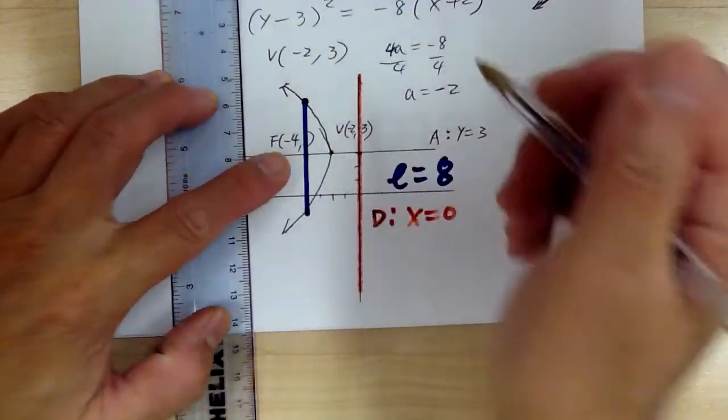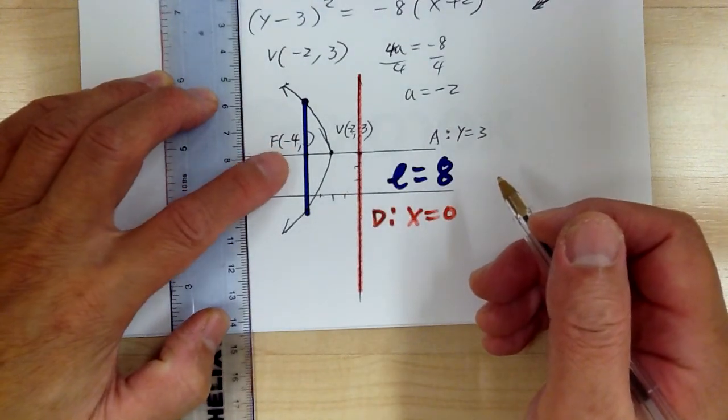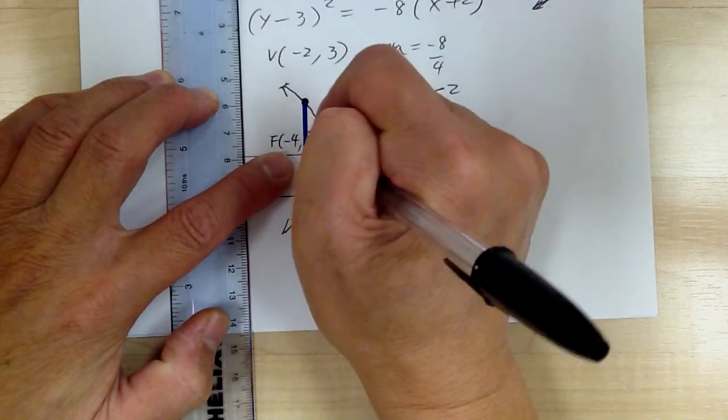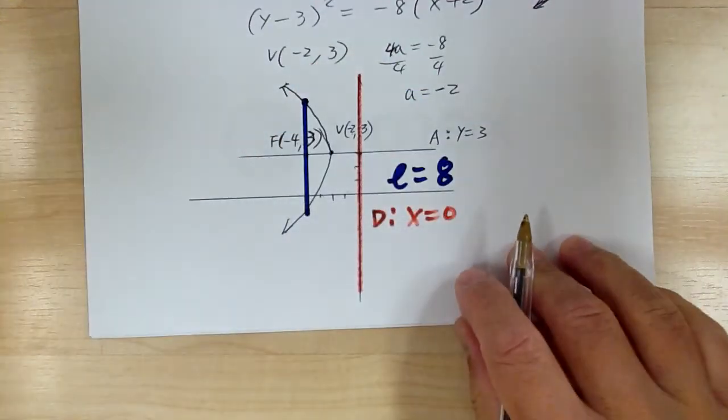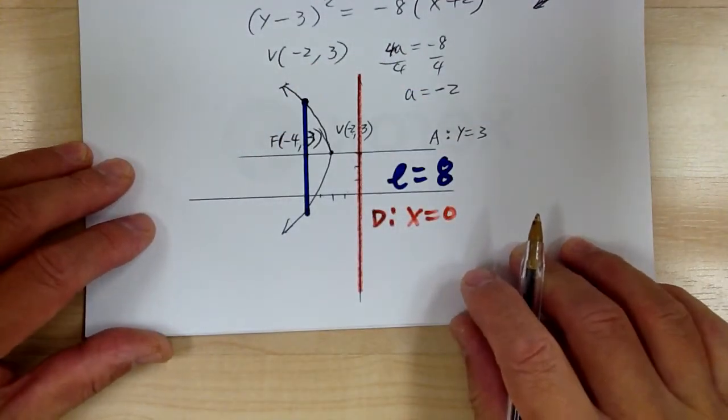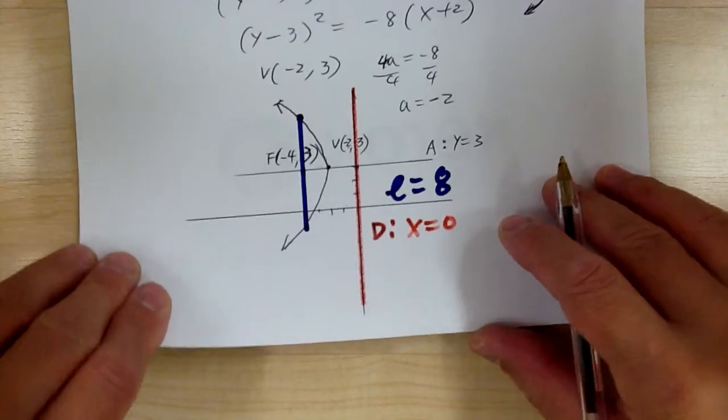Okay, this one could kind of cover up, so it's 3 right over here. Okay, there we go. And that's it for example 1. Let's go to example 2.